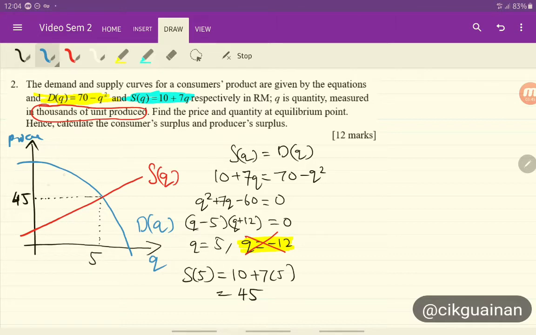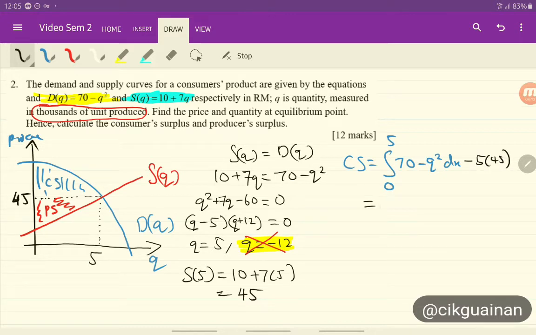We can find CS and PS. CS is the integration from 0 to 5 of the function D, 70 minus Q squared, dQ. We minus the square, 5 times 45. Then 70Q minus Q cubed over 3, 5 times 45 is 225.